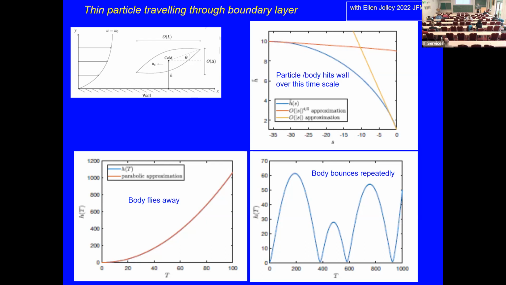The body is small in the sense its vertical dimensions are comparable with the boundary layer thickness, the shear layer thickness, and the horizontal scale is small compared with the boundary layer length. Those are the assumptions built into this model. And if the body comes in with a vertically downward velocity initially, then you get what you might expect. The body eventually hits the wall. That's this blue curve showing that. But we can say what the time scale involved is. The red and the yellow lines give us asymptotes to just check on the accuracy.